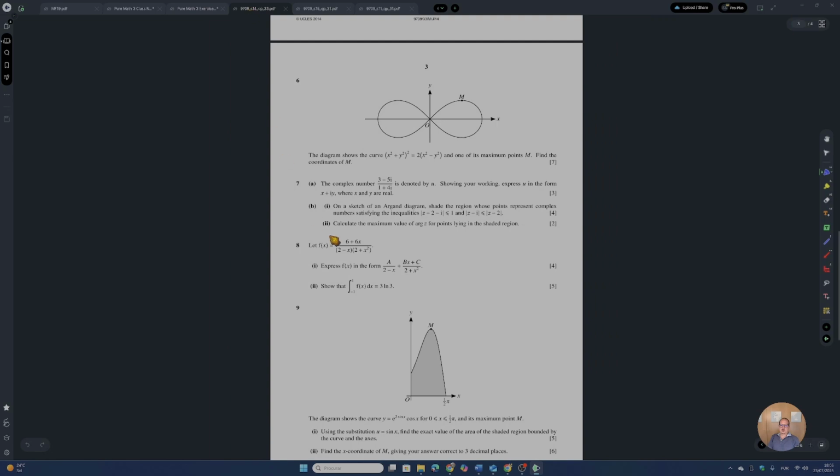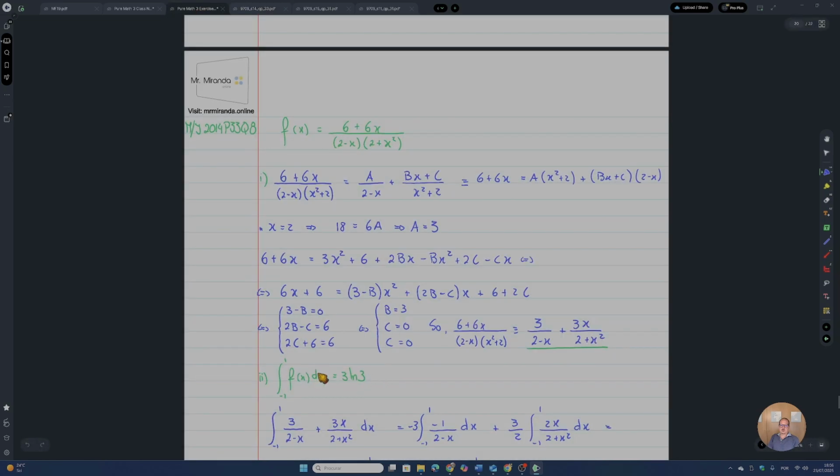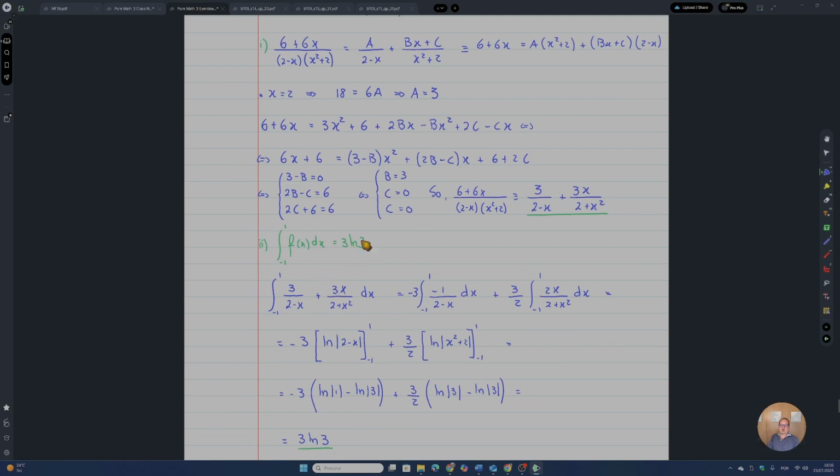The second part of the question was, show that the integral from -1 to 1 of that function equals 3 natural logarithm of 3. So I can go ahead and plug in the result that I got before. I can divide this into two smaller integrals. This one is simple to find. You already learned this before.